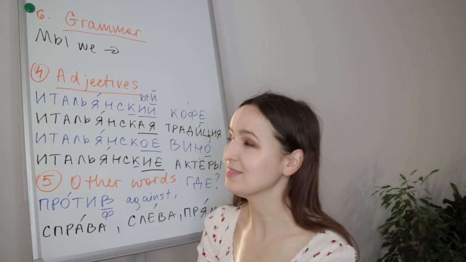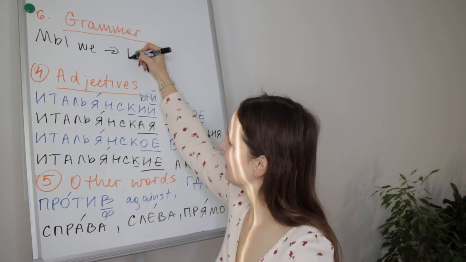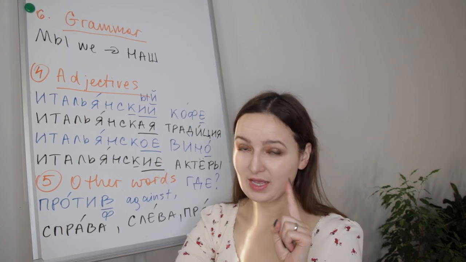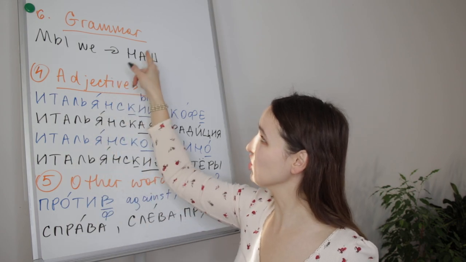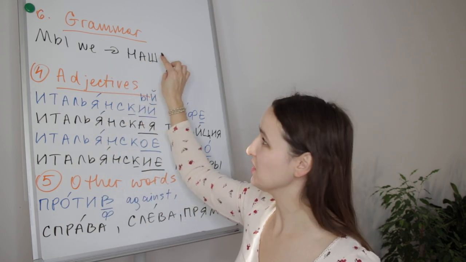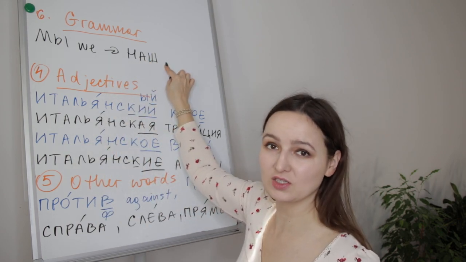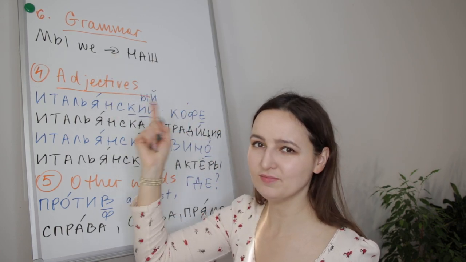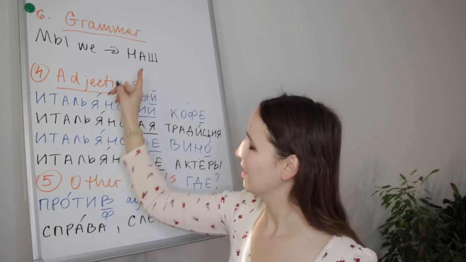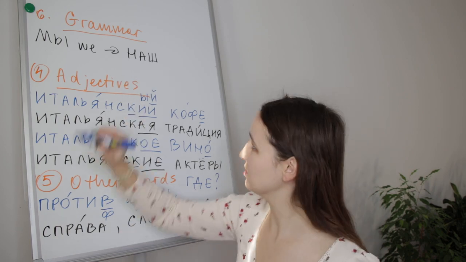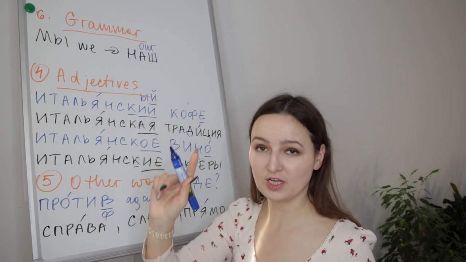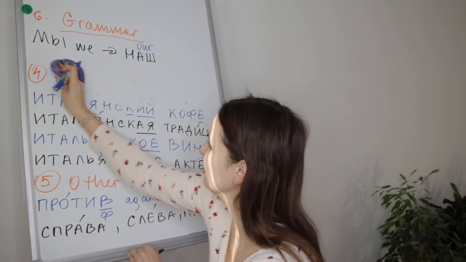Our in Russian is наш. Наш. Our. But we have a problem here, because наш is in masculine right now, so it can be followed only by masculine nouns. So in Russian we will have different forms of our for all the genders and for plural.